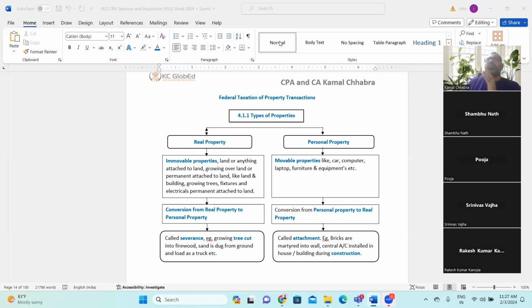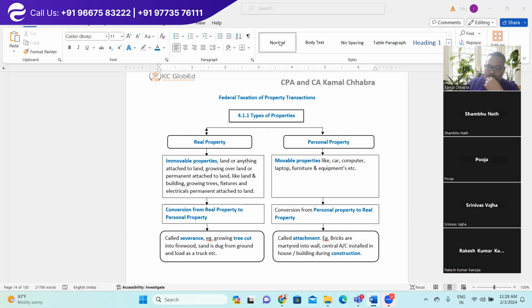On the other side, personal property can also be converted into real property. For example, bricks. Till the time the bricks are independently lying on the floor, it is movable, personal property. But when you make a wall of those bricks, it becomes real property. Same way with the AC we were discussing earlier. Till the time the AC equipment is separate, it is movable, personal property. When it is permanently attached to the building, it is a fixture and it becomes real property. Make sense? Yes, sir.